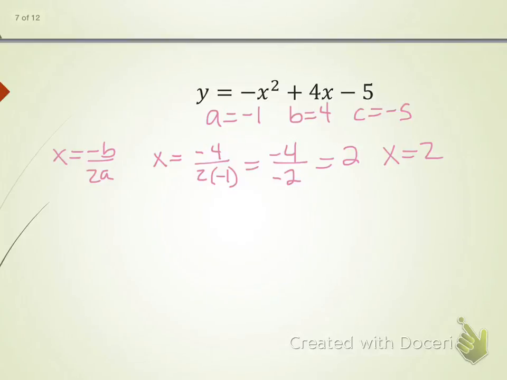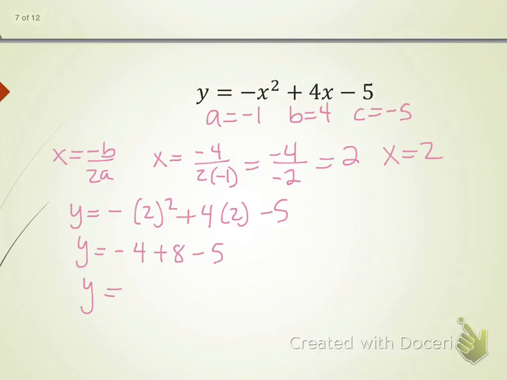We plug it in to find our vertex. So y equals negative 2 squared plus 4 times 2 minus 5. 2 squared is 4 plus that negative on the outside, so it is a negative 4 plus 4 times 2, which is 8, minus 5. Negative 4 plus 8 is a positive 4. A 4 minus 5 is a negative 1. So my point then is 2, negative 1. That's my vertex, so my highest or lowest point. And now we can create our equation.